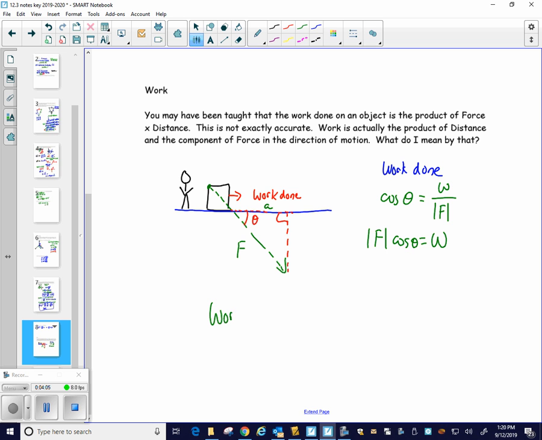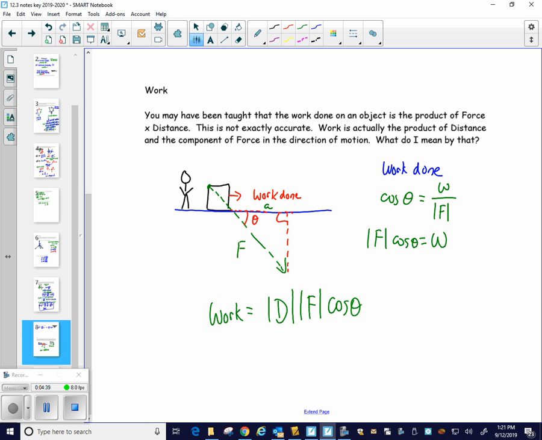So work, which still is a force times distance, is going to end up being the magnitude of the distance, because it's got to be a positive distance, times the magnitude of the force times the cosine of theta. So there is your equation for work done.